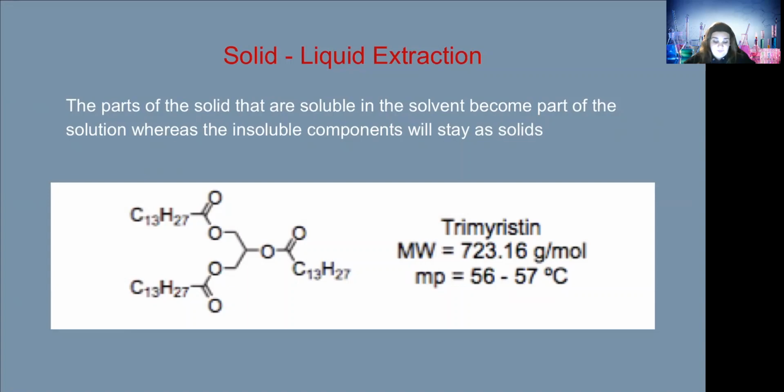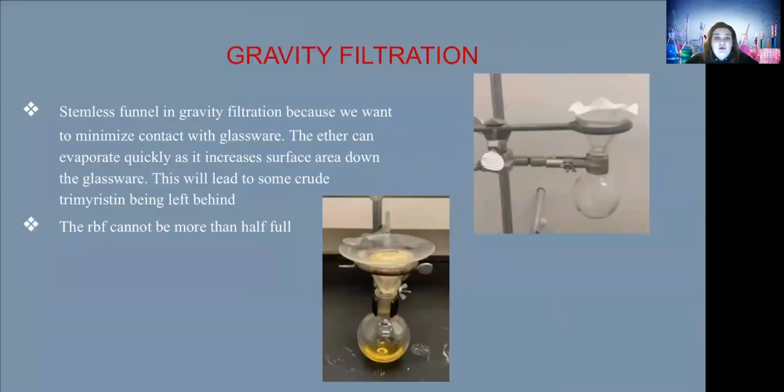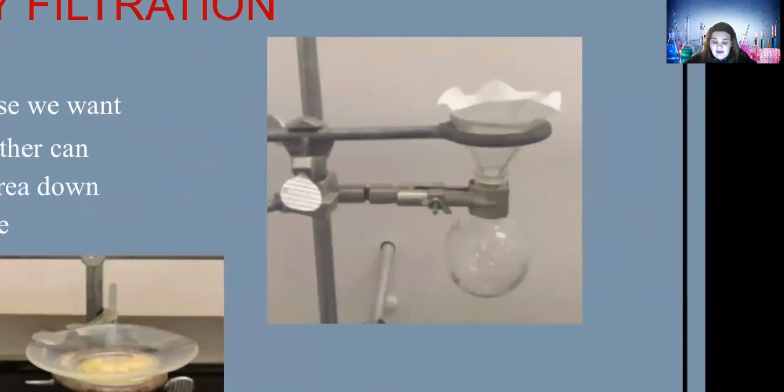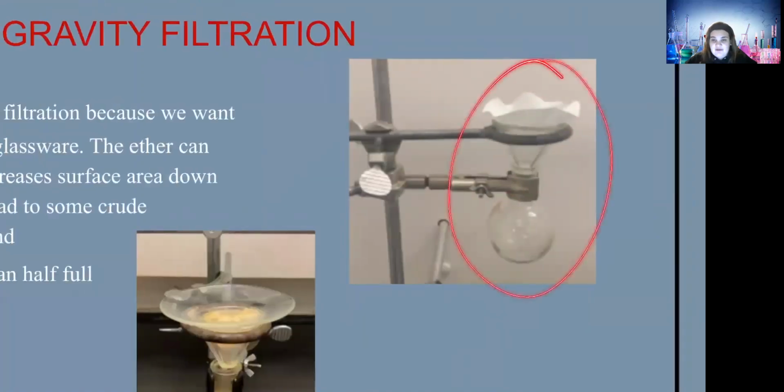Okay. All right. Now, once we performed this solid liquid extraction, we went ahead and moved on to gravity filtration. I just want to talk about the setup a little bit here. For the gravity filtration setup, you had your RBF, you had a stemless funnel, you had a clamp on the neck of the RBF, and then you had your small iron ring supporting your stemless funnel, and you also had your fluted filter paper or your fast flow paper, okay? So that's the setup with nothing in it.